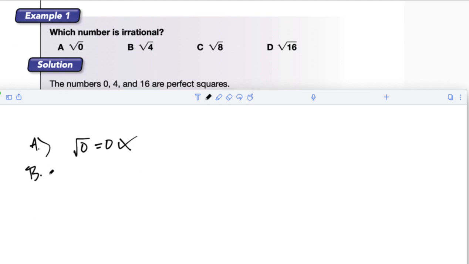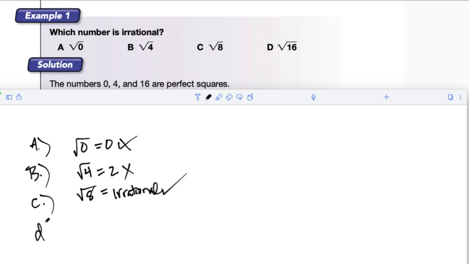Let's check out B. When I take the square root of 4, we all know this, we get 2. So this is not irrational as well. C, well, C is double 4. Maybe that, square root of 8. Is there a number that when I multiply that same number by itself, I get 8? Hopefully you're realizing that the answer is no. There is no integer value that's going to work that way. So this is the one. It is the irrational buddy.